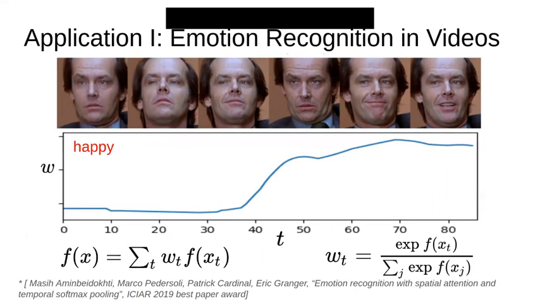And here you can see an example of what we do. We have our video again, and we can see at the bottom the value of W, the importance, the weight that we associate to each frame. And you can see that, as expected, we give more importance to the part where the person is expressing the emotion.